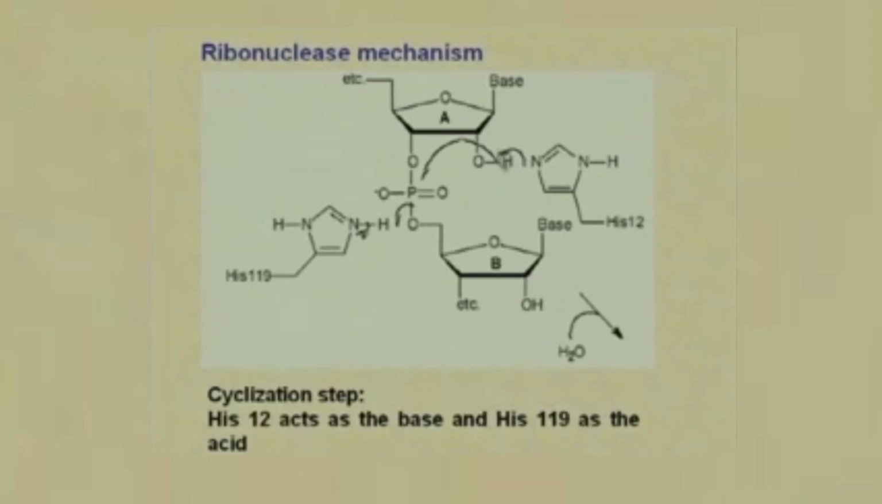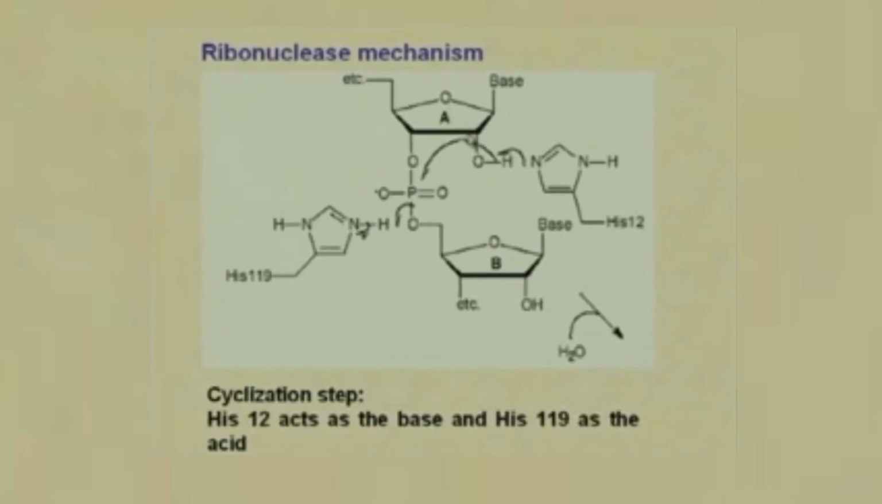Now what is going to happen, as soon as this proton is abstracted, there is a cyclic formation forming a cyclic phosphate. You see what is going to happen is this O- is going to attack this phosphate. Once it attacks the phosphate, this is going to be cleaved. Once this is cleaved, then this O is going to take up the hydrogen from histidine 119. So histidine 119 acts as an acid.